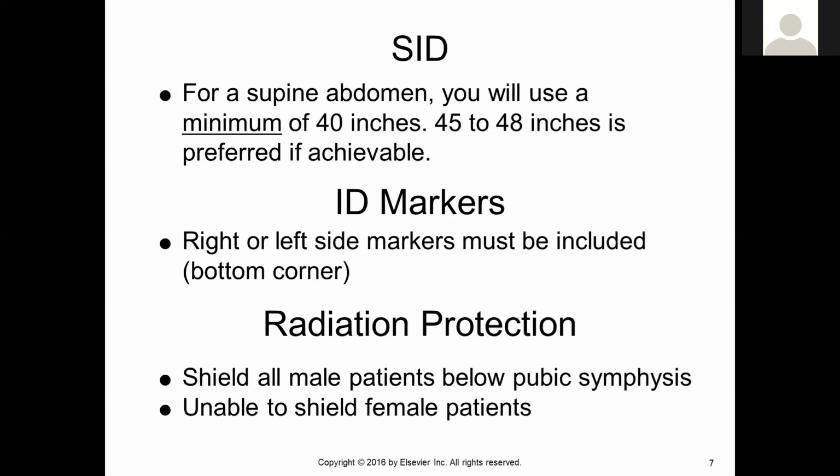ID marker, right or left, must be included. The best place for that marker is the bottom corner of your detector or your cassette.